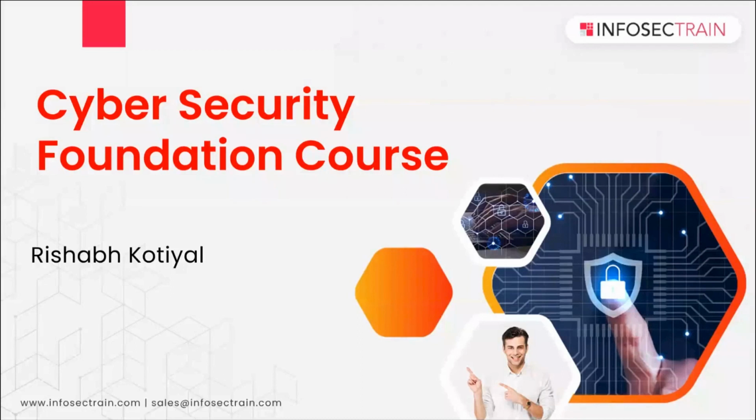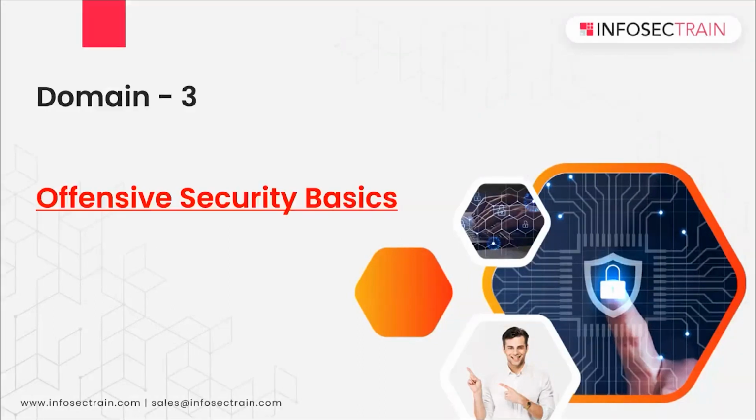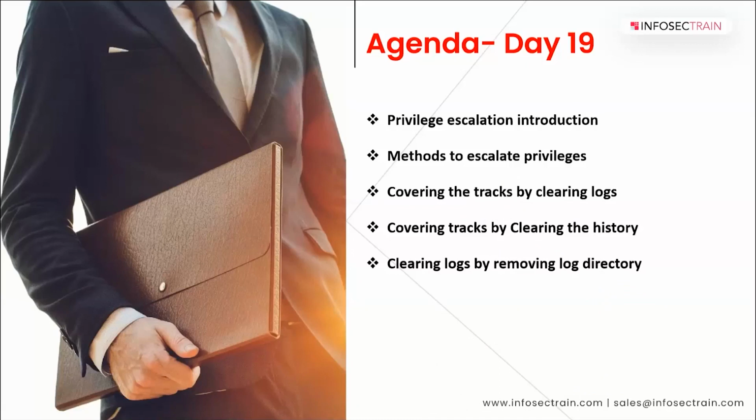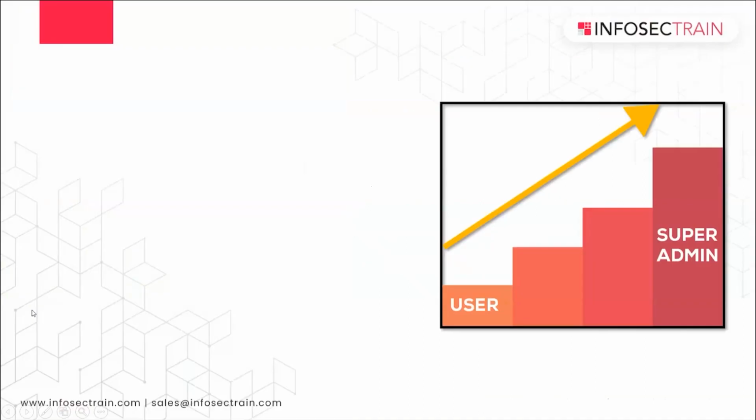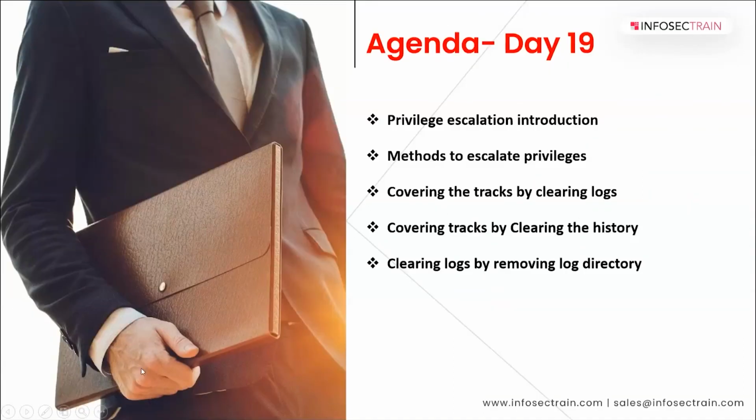For this week, let's go ahead and get started with our domain 3, which keeps going on from the last few days. Today will be the fifth day of offensive security, and this is the day 19 agenda. Before this, our agenda is the privilege escalation method and covering tracks by clearing logs. In simple terms, I have to divide it into two parts: what is privilege escalation, and the other part is cover your tracks.